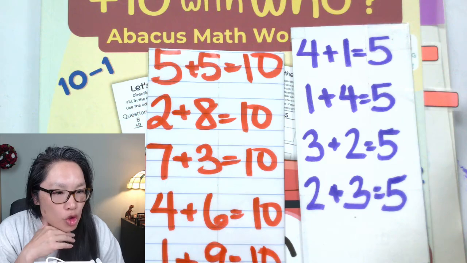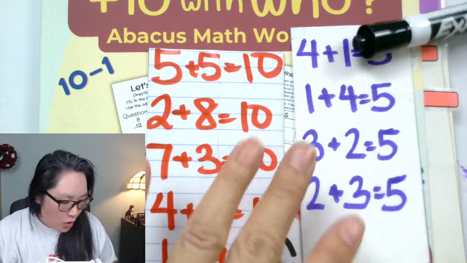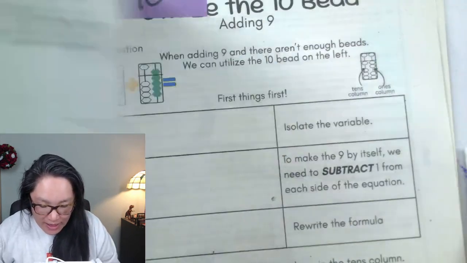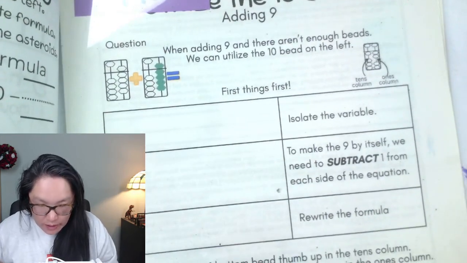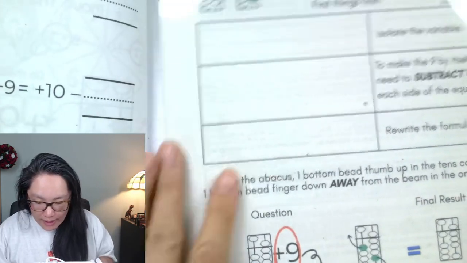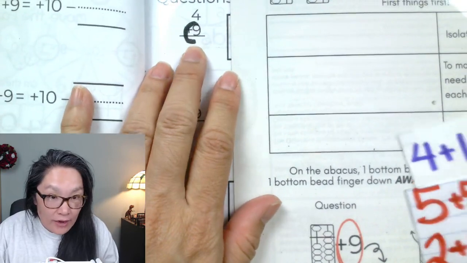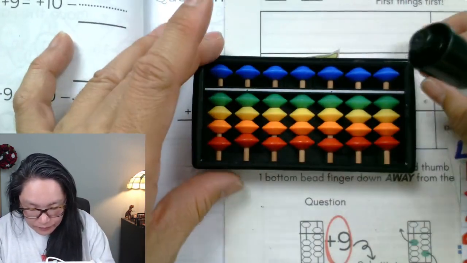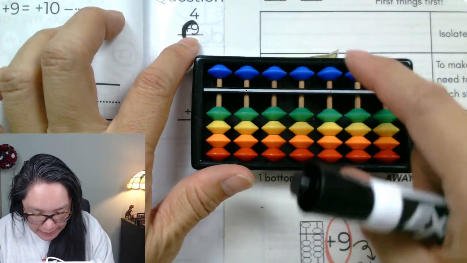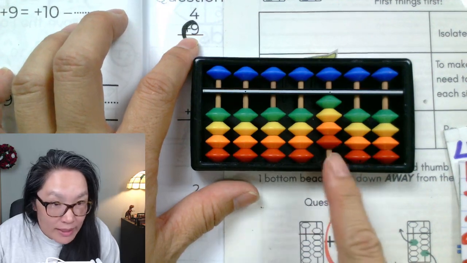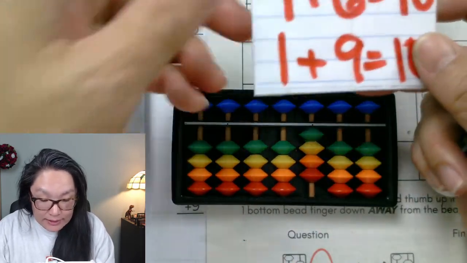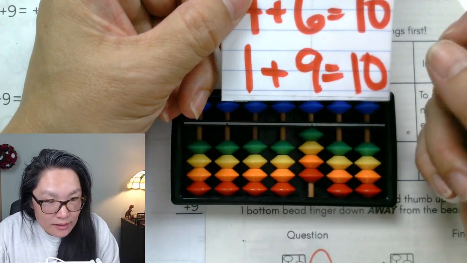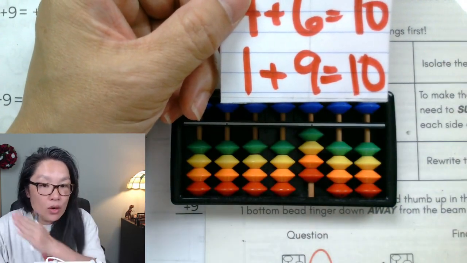Okay, so what are we going to do? Well, now, when do we do it? Well, we do it when we need to. Why? Because if I had this one, I have 4, and I add the 9. I don't have enough beads to add the 9. But wait! I can.